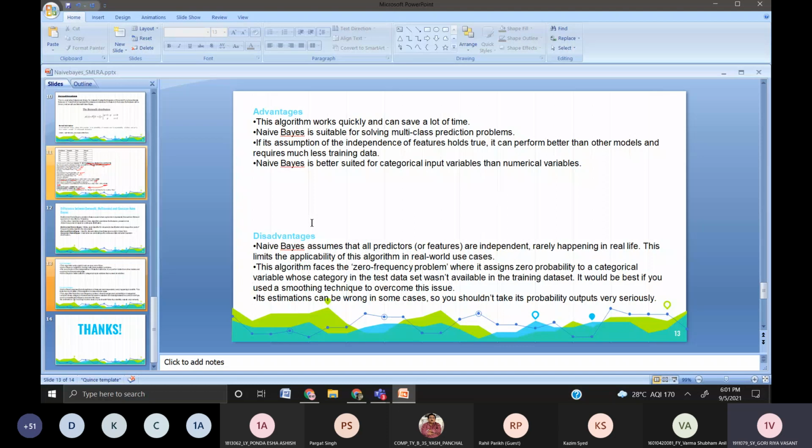The disadvantages are that it assumes all predictors are independent, which rarely happens in real life. This limits the applicability of this algorithm in real-world usage. The algorithm faces the zero frequency problem, where it assigns zero probability to a categorical data. That's exactly why we had to use the Laplace smoothing technique to overcome this issue. Its estimation can be wrong in some cases, so we shouldn't take the probability outputs very seriously.